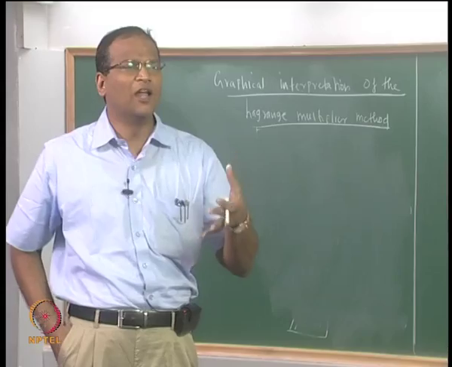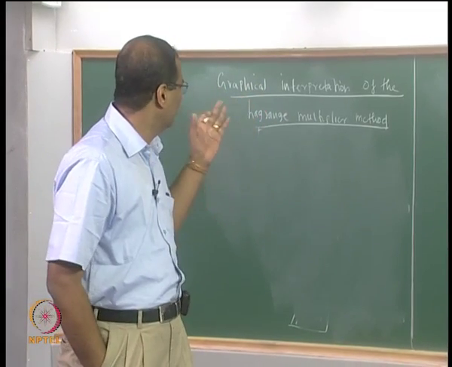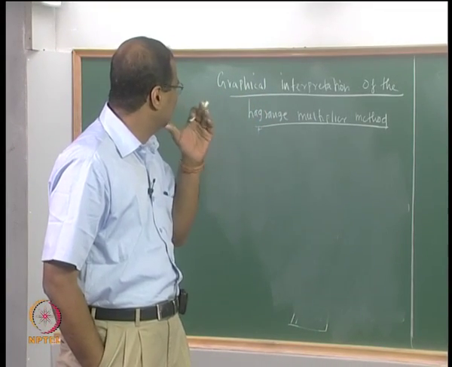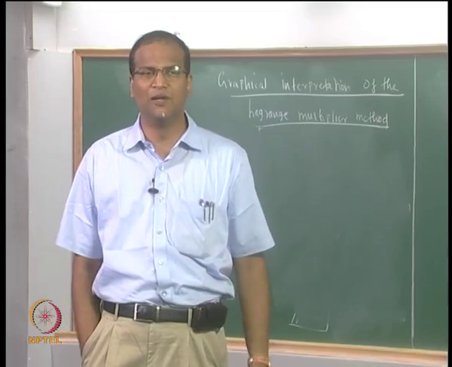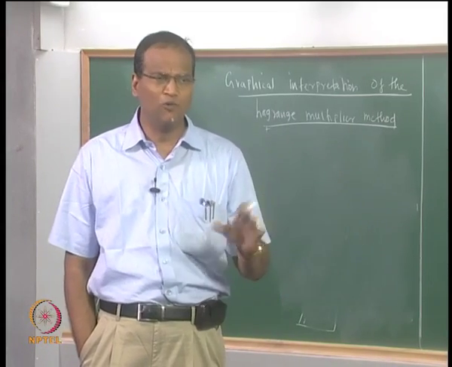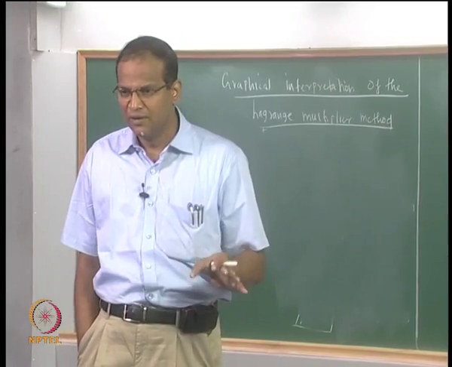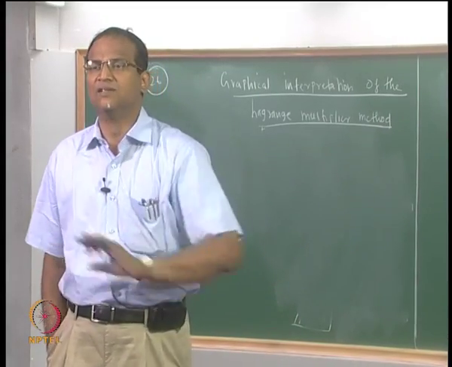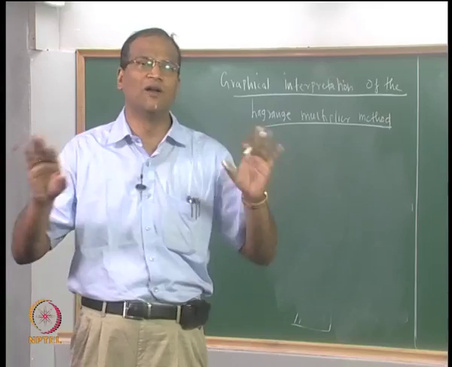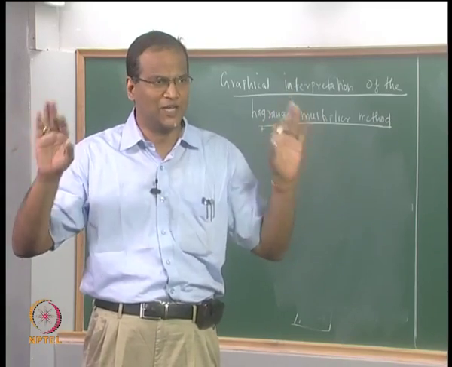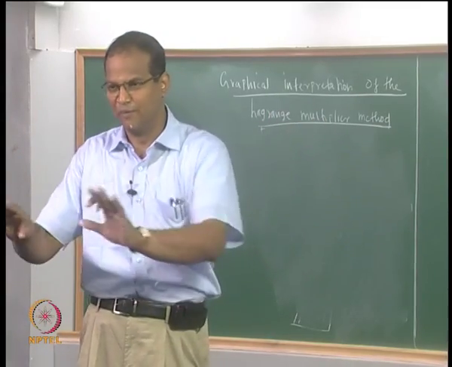So the methodology I would like to use for illustrating the graphical interpretation of the Lagrange multiplier method is as follows. We will take a two variable one constraint problem. Using the regular Lagrange multiplier method, we will get the solution in 10 minutes, so that everybody knows for sure there is a solution and it is not a fictitious problem.